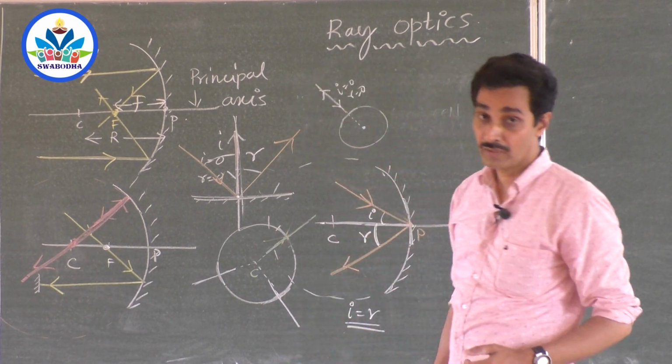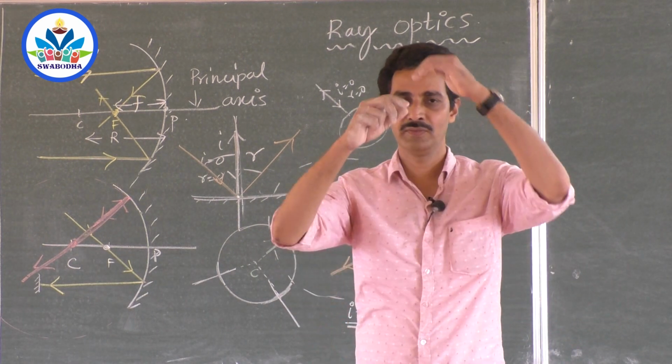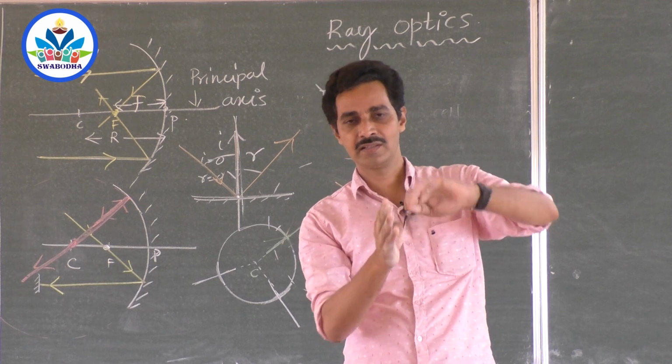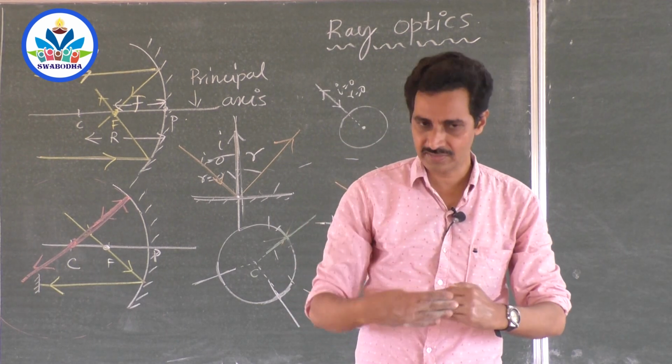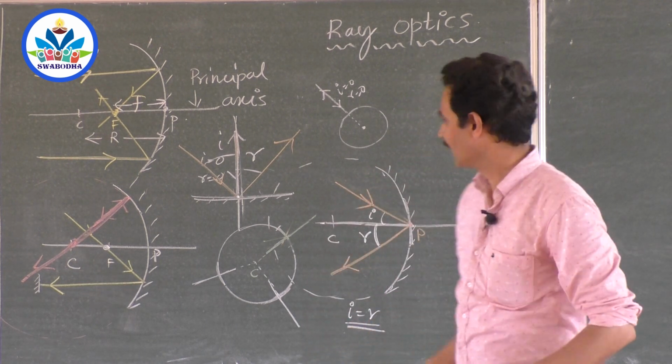Now we will take a convex mirror. What is a convex mirror? You just see the rear view mirror in vehicles, especially two-wheelers. There will be a mirror and you can see that, you can touch it. It always reflects from the outer surface, the convex surface. So suppose you take a convex mirror.